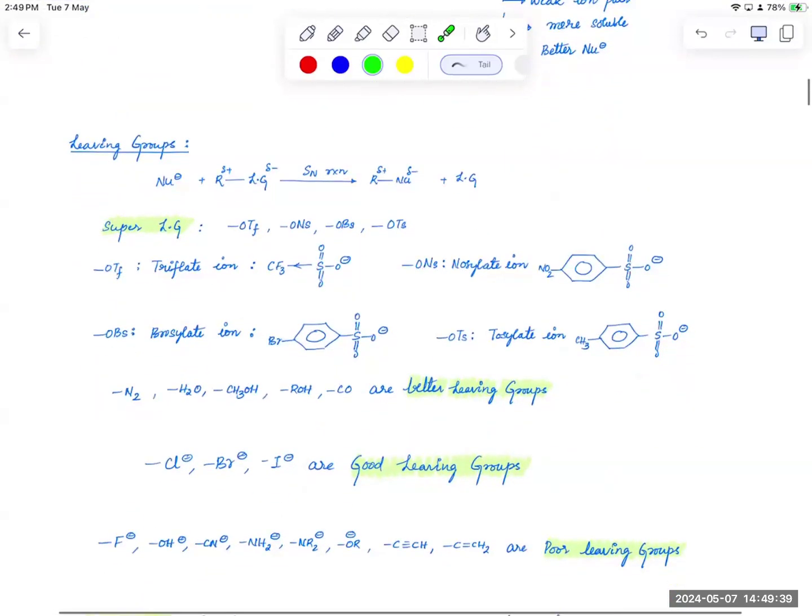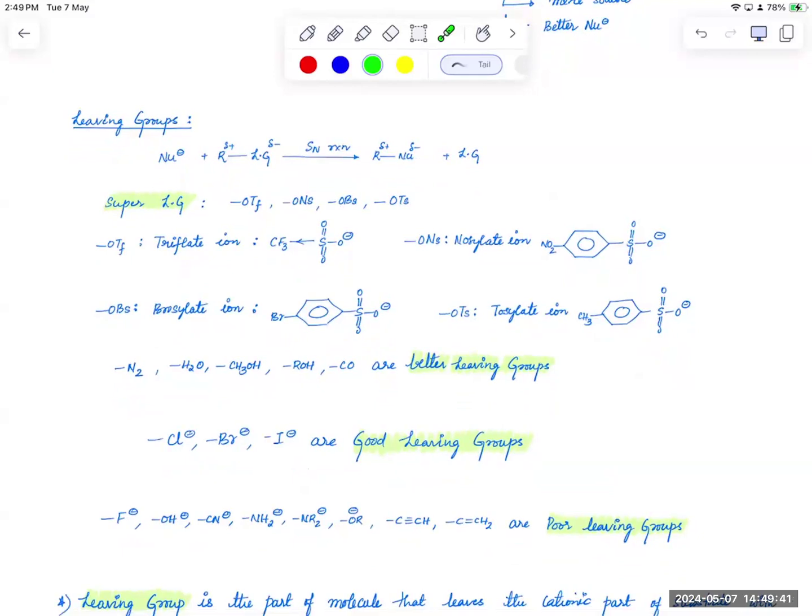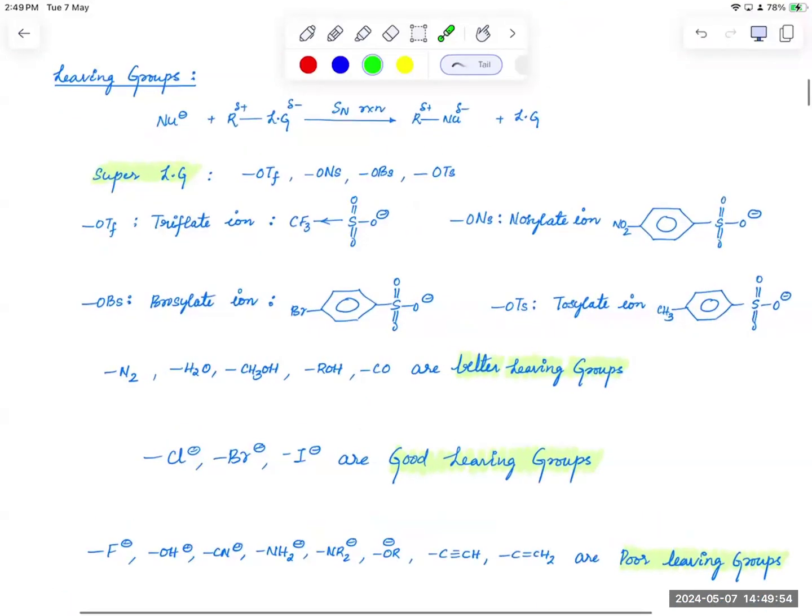Let us get some views on leaving groups. The group that leaves the substrate by taking the lone pair with it is called a leaving group. There are many types of leaving groups. First, we'll understand super leaving groups. Super leaving groups are hardly going to stay with R. Within some vibrations, they'll easily leave.